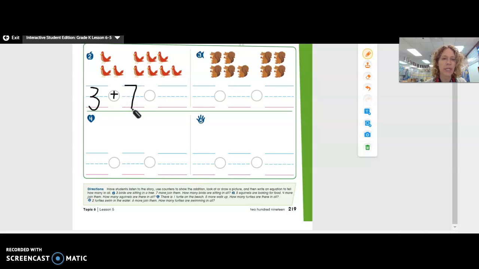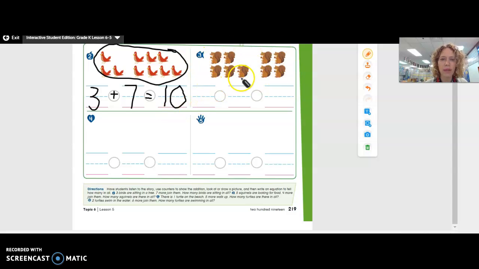How many birds are sitting in all? So they're asking us how many do we have all together. So I'm going to circle this. And that's equals. All right. So let's count. 1, 2, 3, 4, 5, 6, 7, 8, 9, 10. Wonderful. So our equation is 3 plus 7 equals 10. All right, let's take a look at number 3.